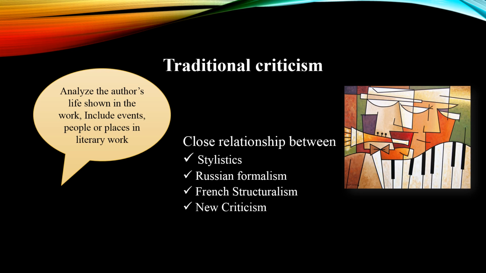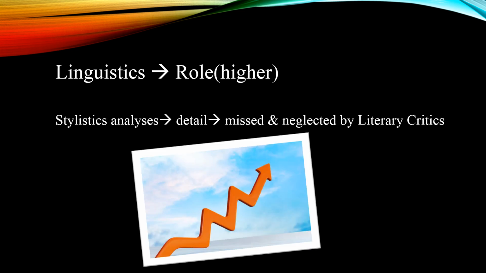In this traditional criticism, we are going to have a close relationship between four major theories. The first is stylistics, secondly Russian formalism, thirdly French structuralism, and next New Criticism. So these four theories are correlated with one another under the topic traditional criticism.